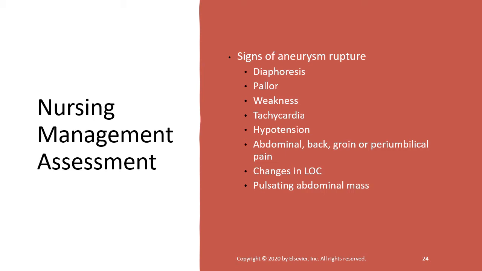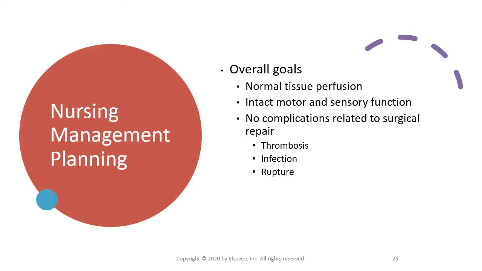Establish baseline data to compare to later assessments. Pay special attention to the character and quality of the patient's peripheral pulses and renal and neurological status. Before surgery, mark the pedal pulses, both the dorsalis pedis and the posterior tibial, with a single-use marker and document any skin changes in the lower extremities. Overall goals for the patient undergoing aortic surgery include normal tissue perfusion, intact motor and sensory function, and no complications related to surgical repair such as thrombus, infection, or rupture.